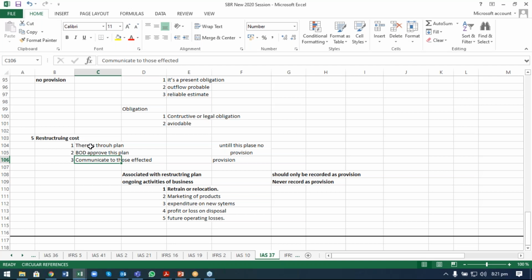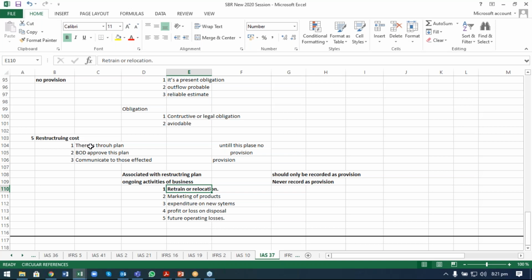You need to make sure that the provision is recognized only based on those costs that are directly attributable to this restructuring plan. If any cost could be incurred by the company to maintain its ongoing activities, then in that case you're not going to create a provision with respect to those costs. For example, with the closure of that department, you have to retain some of the employees, or you have to relocate some of the employees. Such relocation cost or retraining cost should not be included within the calculation of the provision.